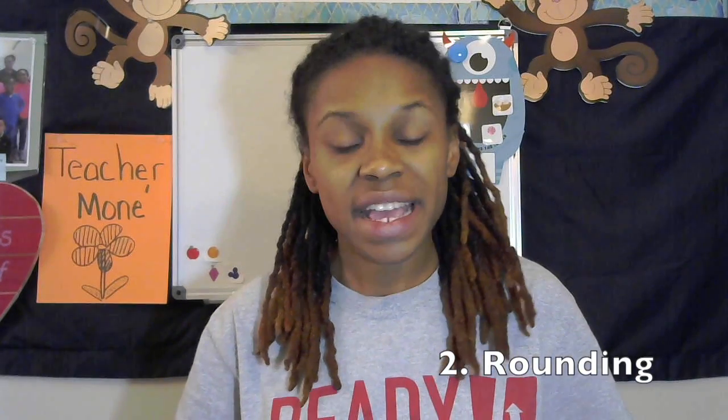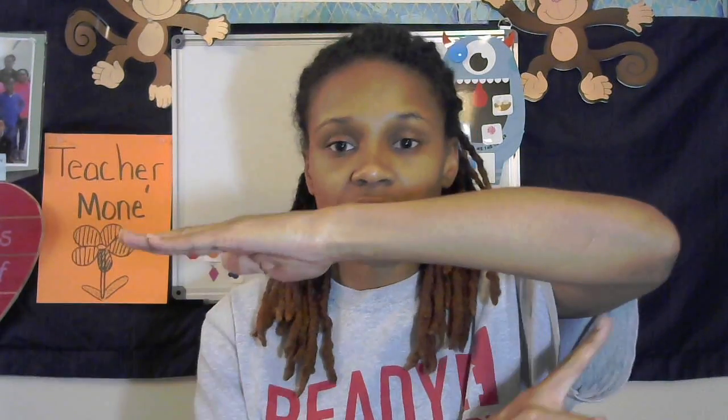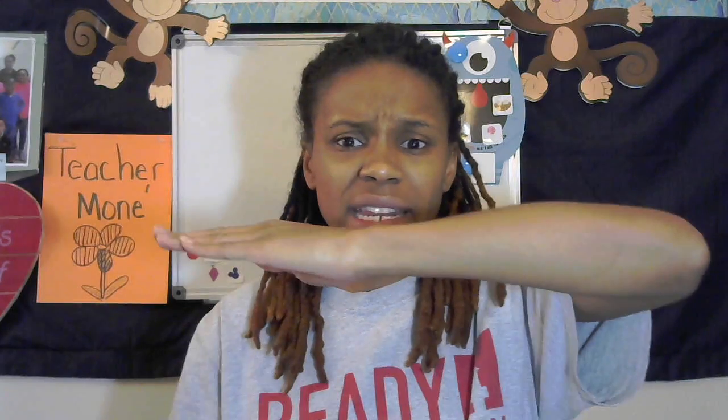Second thing is rounding, okay? So in Eureka, they use what is called a vertical number line. So normally we would see a horizontal number line starting at 0 or whatever number you want to start at, okay? And it is on a horizontal line. They taught in Eureka a vertical number line, okay?